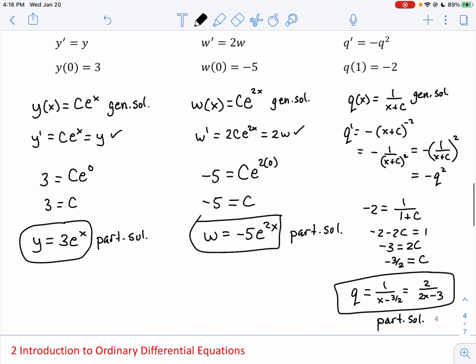Now I do leave it to you to check it. Do the derivative, see if you get the opposite of the original squared, and then plug in 1, see if you get negative 2 out of this.